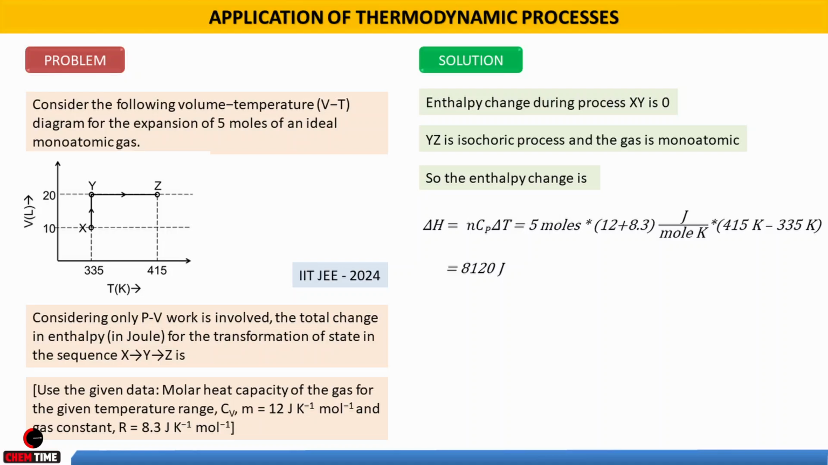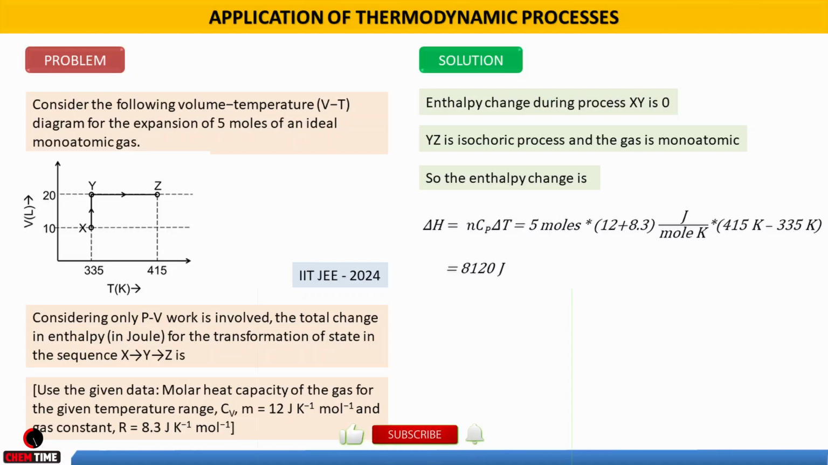Now, as we see, the process XY is a constant temperature process, that is isothermal. And for an isothermal process of an ideal gas, the change in enthalpy becomes zero. So henceforth, the enthalpy change for the overall process XYZ is the enthalpy change for the process YZ. So for the process YZ, the enthalpy change is given by delta H is equal to n Cp delta T. n is the number of moles, which is 5.